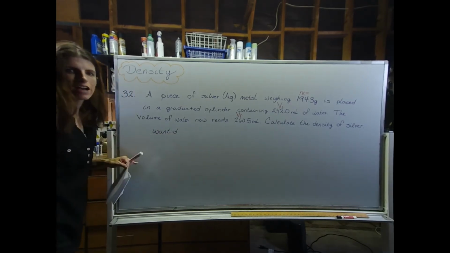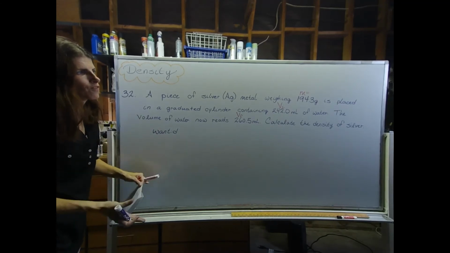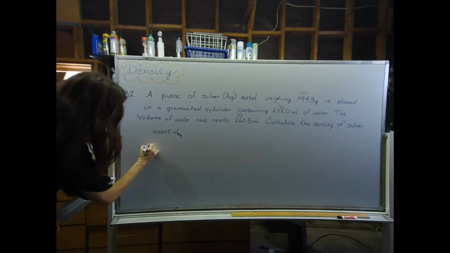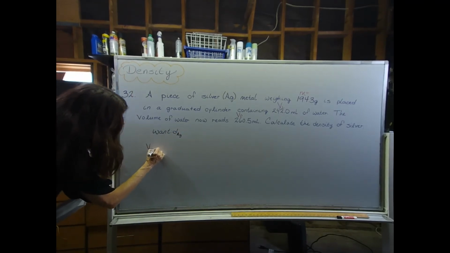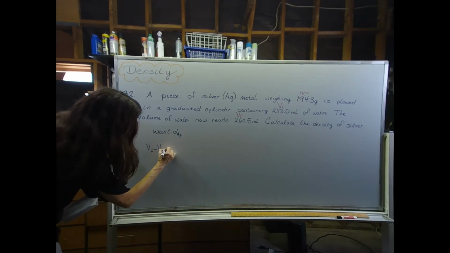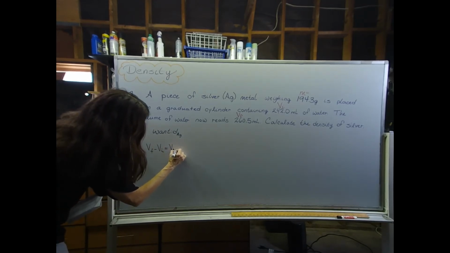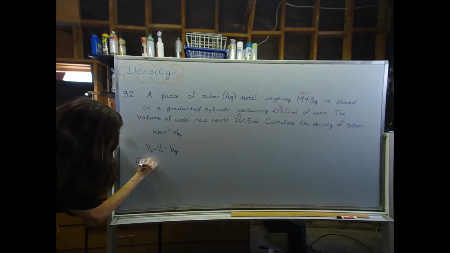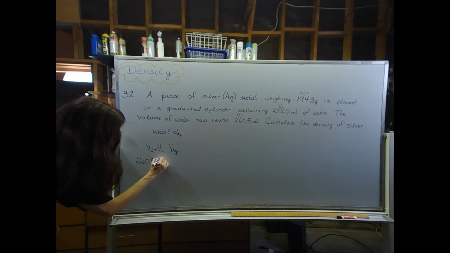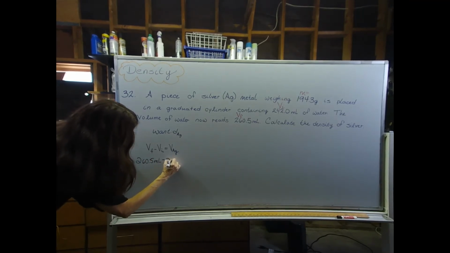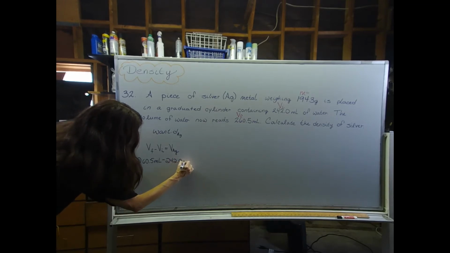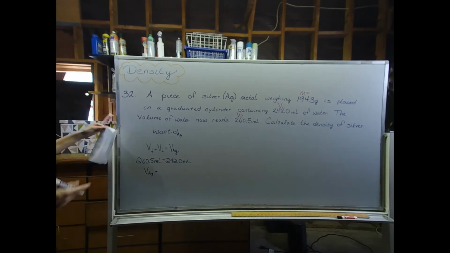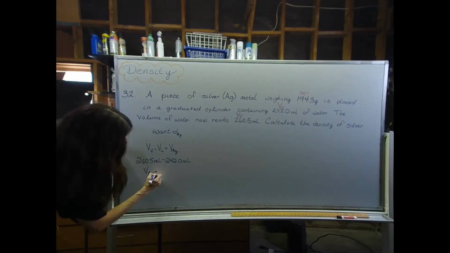So first let me tackle the volume issue. We just want the volume of the silver if we're trying to solve for the density of the silver. So I'm going to use the fact that volume final minus volume initial is going to give me the volume of the silver. 260.5 milliliters minus 242.0 milliliters gives me a volume of, what is that, 18.5 milliliters.